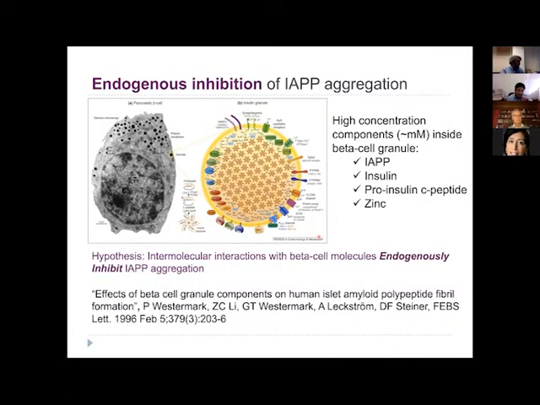As I already mentioned, IAPP aggregates very fast. It's one of the most amyloidogenic proteins in vitro, at least that we tested. But inside the granule, it's at millimolar concentration, so why doesn't it aggregate, right? The hypothesis is that there are other co-localizing components, including insulin, pre-proline C-peptide, which is the byproduct of making insulin, and zinc, and definitely low pH, because the pH is around 5.5. So that's also the working hypothesis we have been trying to study in my lab.